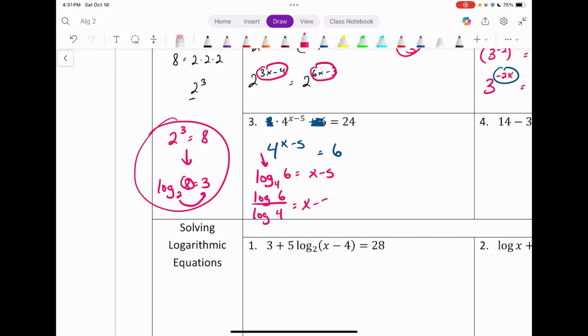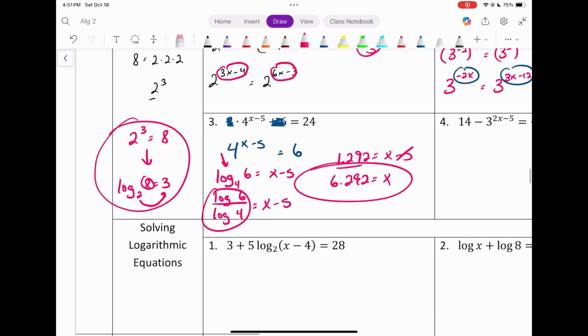equals x minus 5. So log of 6 divided by the log of 4 is about 1.292. So I'm just replacing that with what I got on my calculator. Last step, move the 5 over by adding, and you get 6.292 is your answer.